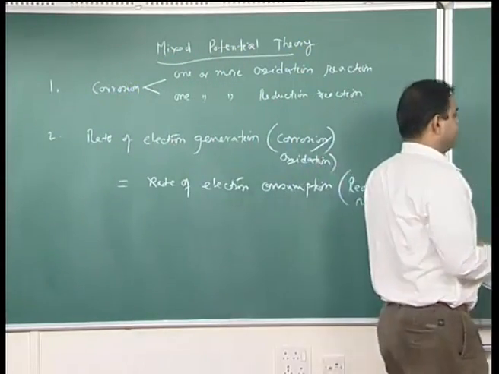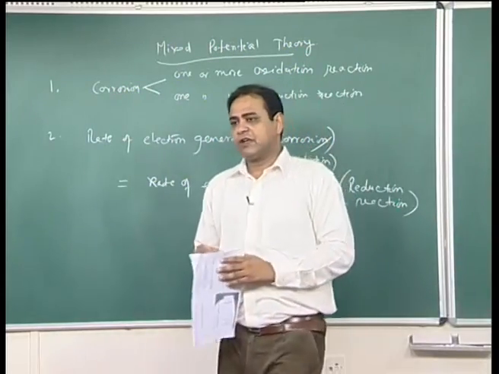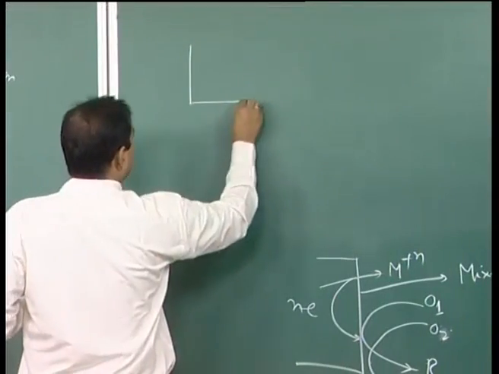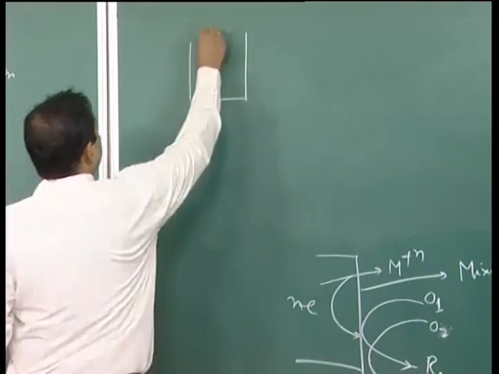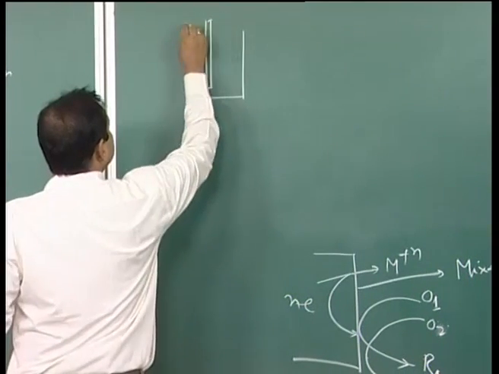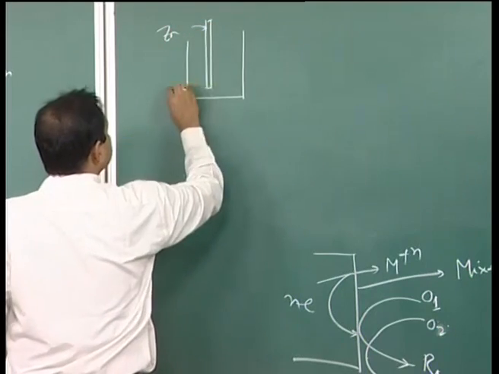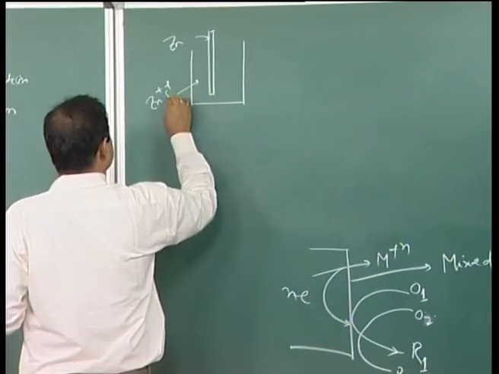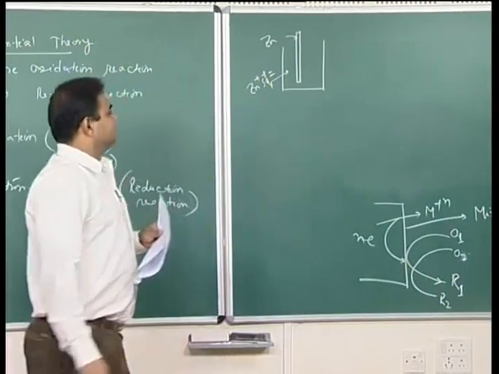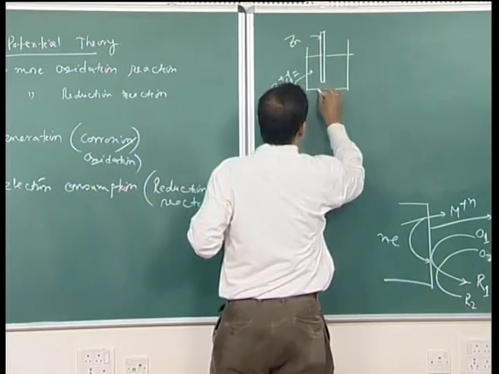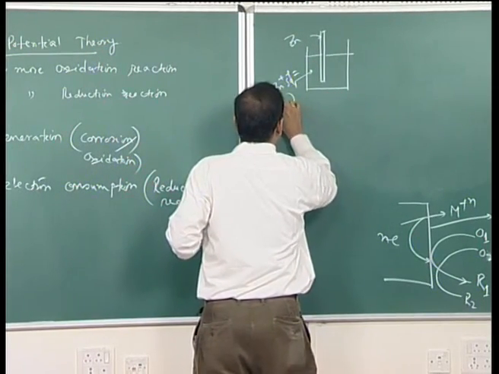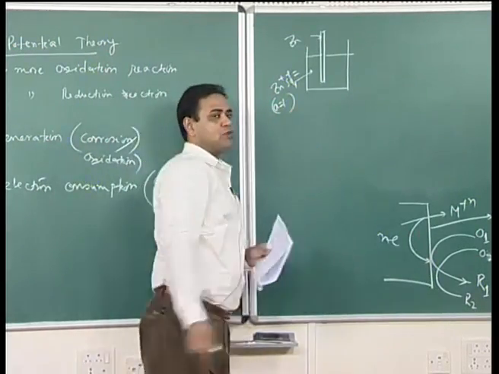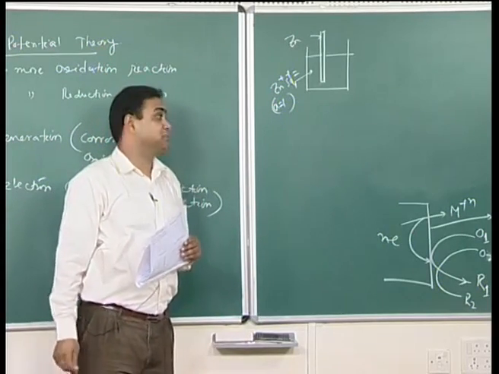Now, let us come to some of the observations. Let us say you have a beaker with a zinc rod, and here you have Zn++ ions already present, that means zinc sulphate. If the ionic activity is 1, then the potential developed on this electrode would be the standard reduction potential.